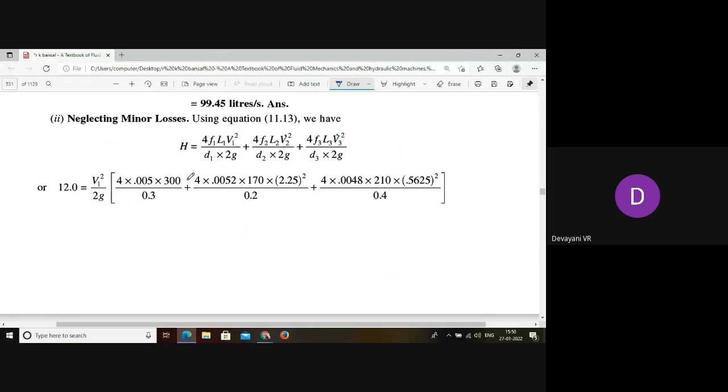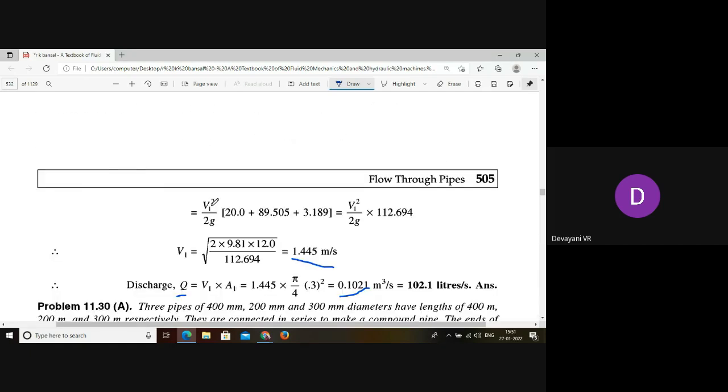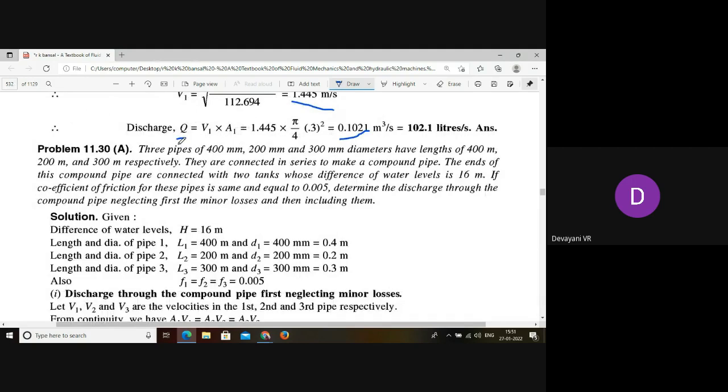And here also, after neglecting the minor losses, by considering only the major loss or friction loss, H values will be like this, and then substituting the H value, we can get H value and remaining values we can get V1 now, and again we can calculate the discharge as Q equals to A1 into V1.